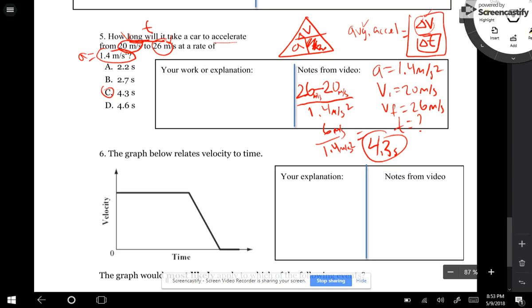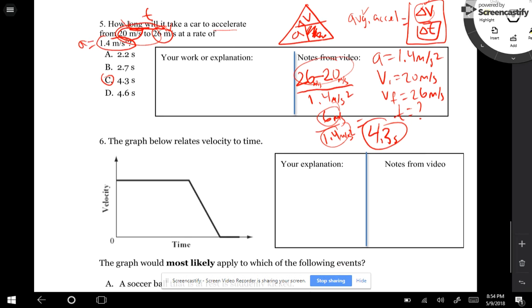Okay? So you had to rearrange the formula for acceleration to solve for time. The tricky part is to remember to subtract to find how much the velocity changed. Then you divide that by the acceleration to get your time. Okay, so pretty simple though, using your formula triangle. We've done that before.